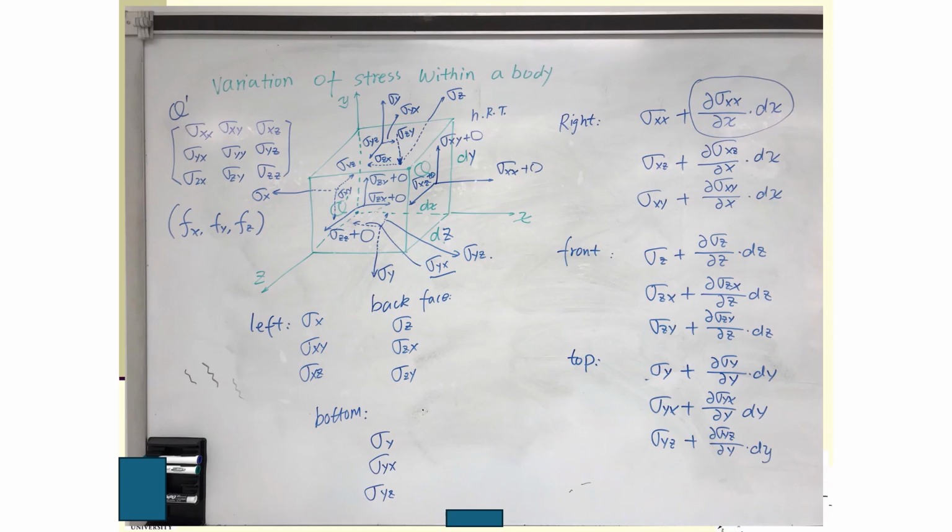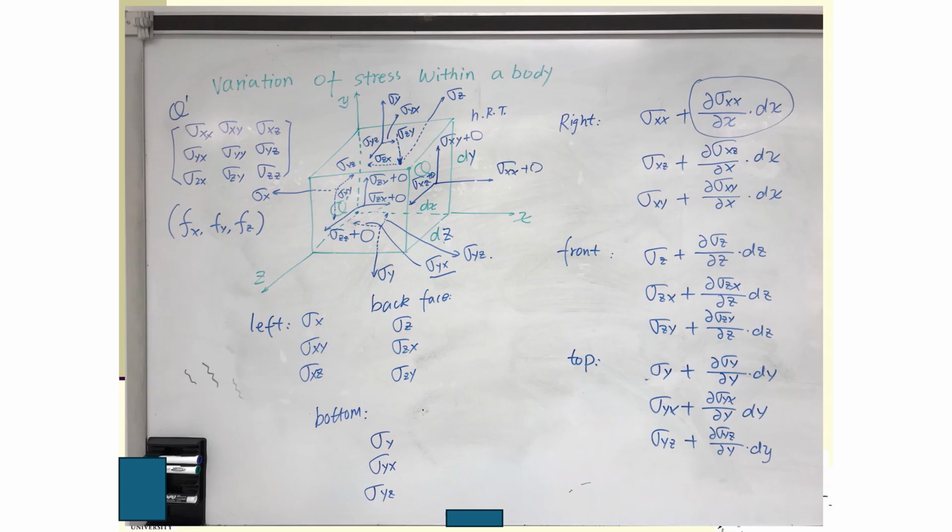You understand? Sigma zx. So this is the back face. Sigma z, sigma zx, and this is sigma zy. Because the back face's normal direction is the z direction, and this one is along the x direction, this is sigma zx.